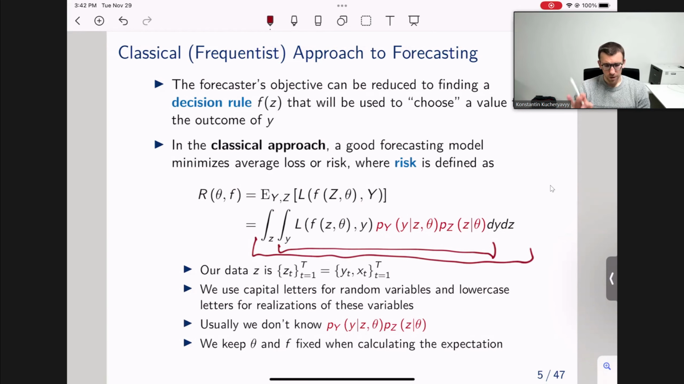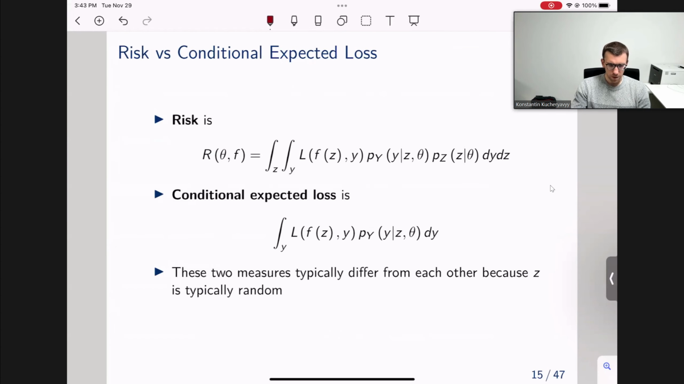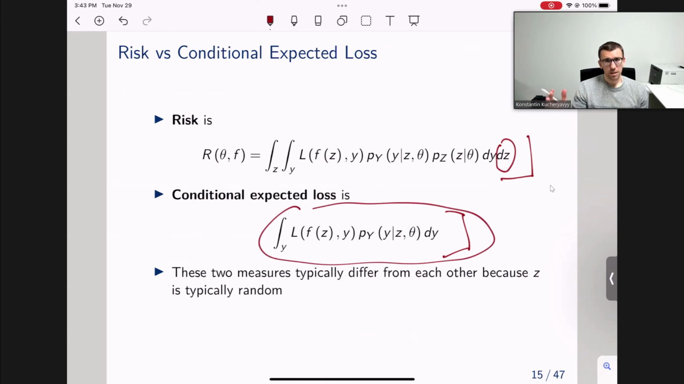There will be two purposes for this. One is just to show the distinction, and another is to use it as a bridge towards a more complicated example that I'm going to discuss next. So let me first talk about the difference between risk and this internal integral, which is the conditional expected loss. One obvious reason why these two things are not the same is that the data Z usually is random, which means that when we are averaging this object across data Z, we are going through some distribution of Z's.